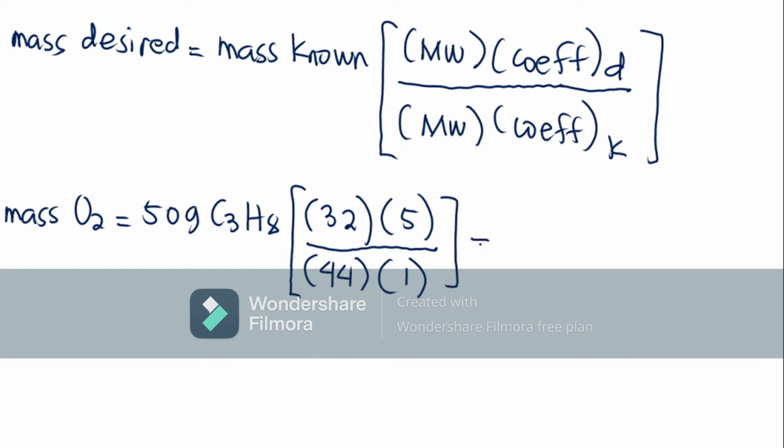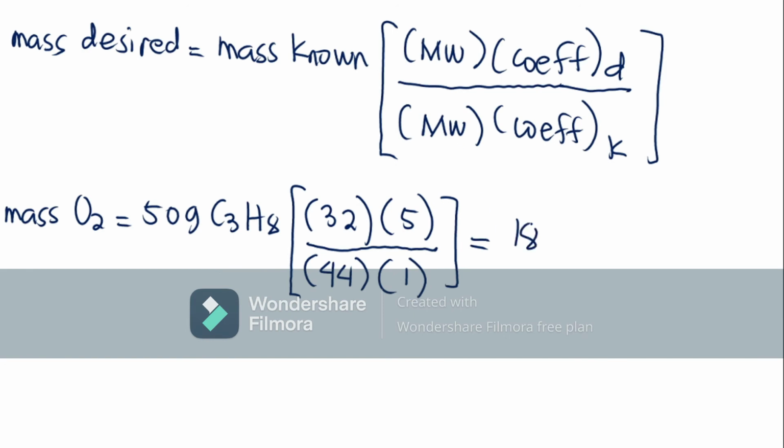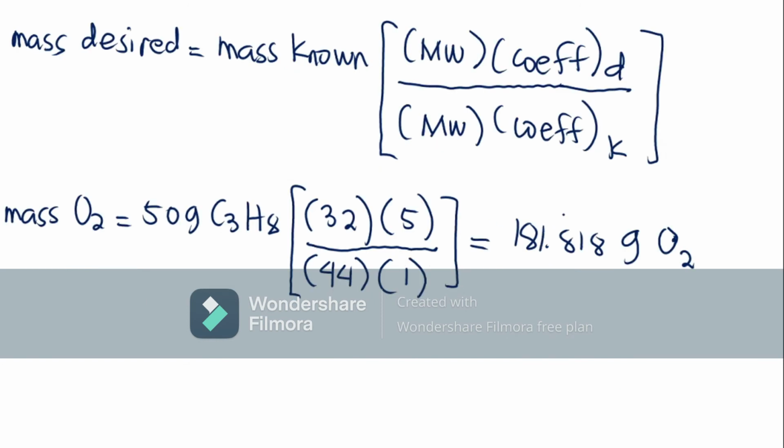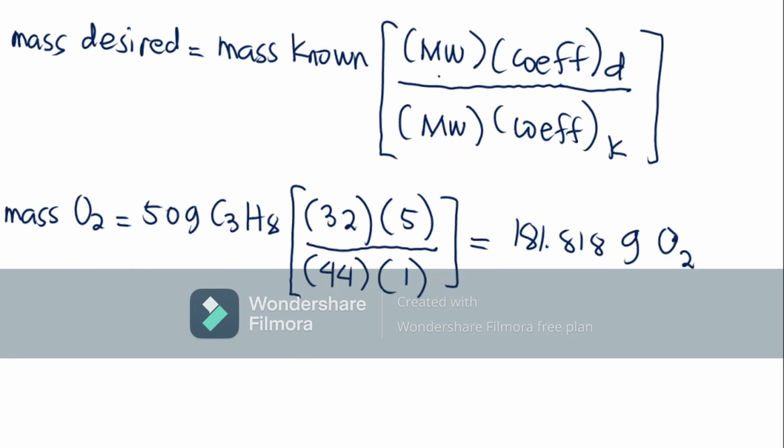Okay, so simplify this. So 50 grams times 32 times 5 divided by 44 divided by 1. So this is 181.818 grams of O2. So you can actually check using your calculator. Sorry, this is 181. Okay? So double check nyo. You can double check it using your calculator. So halos same sila dito. Same siya. So you can actually use this equation. Then next, mass of CO2.